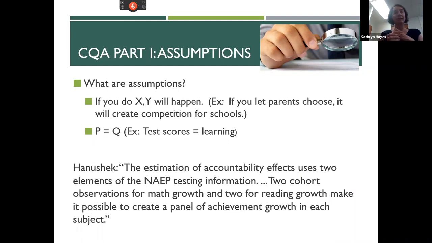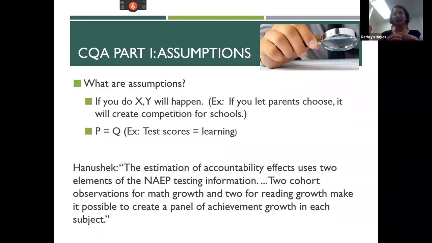Another thing researchers do all the time is this idea of P equals Q. For example, one that's very common is that test scores equal learning, or that achievement equals learning, or that test scores equal achievement, or that achievement is what everyone wants out of schools. So there's a lot of assumptions embedded in any kind of research or anything that uses test scores.